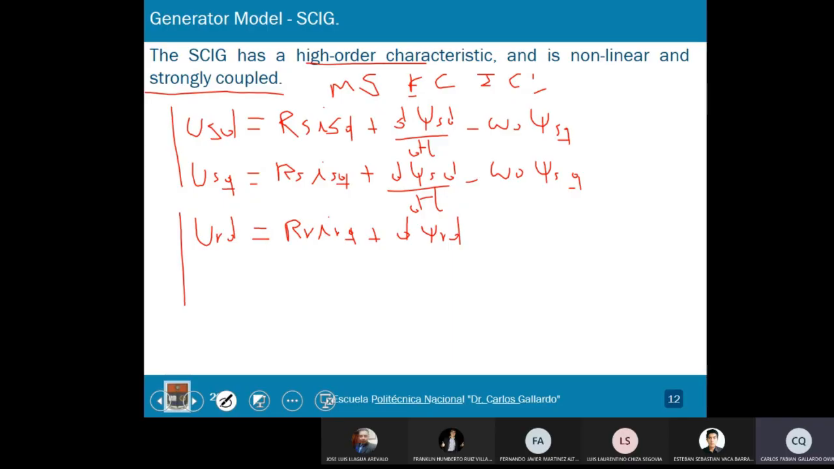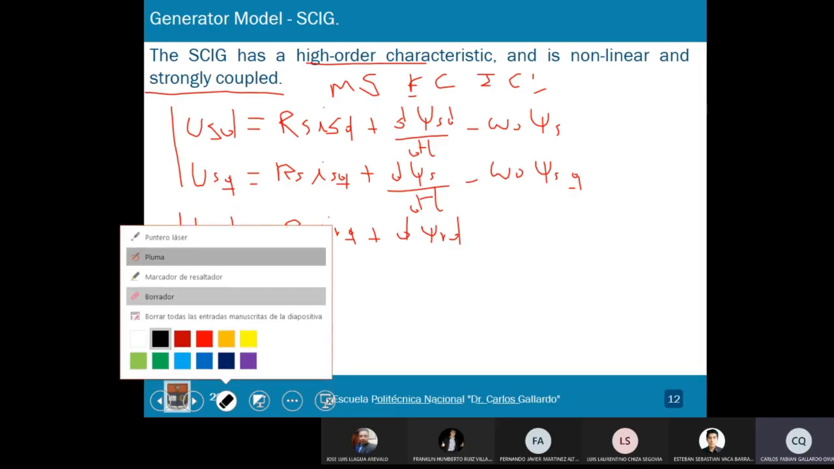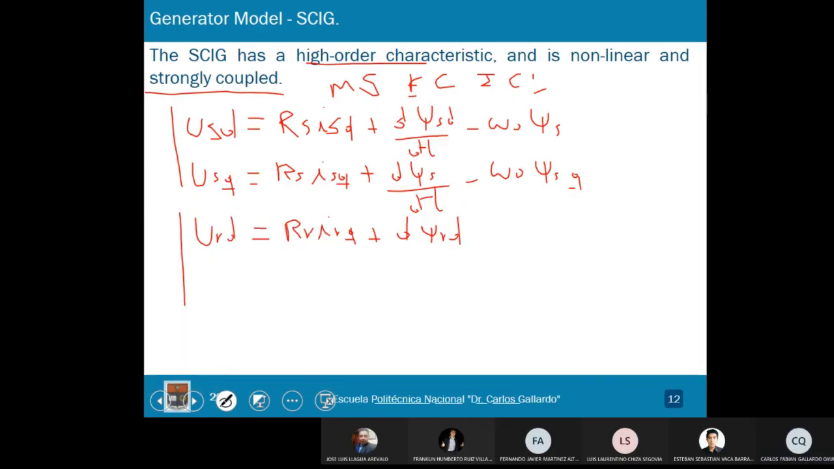Okay, so I will have here, there is a mistake. This is the derivative, is right. This is the derivative of the rotor flux minus the synchronous speed times the rotor flux on the quadrature axis, the Q axis. This is for the rotor.